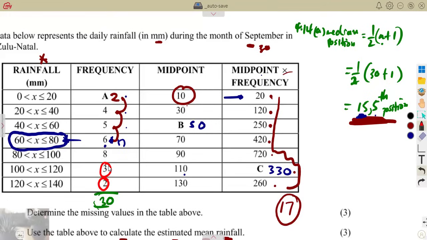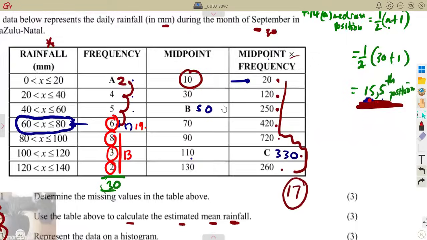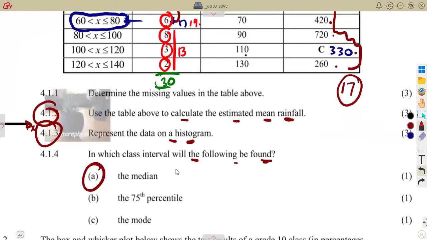5 plus 8, which is going to give us 13. Here we are at 13. By adding these numbers, we are at 13. Still less than 15. Let's add the 6. The moment we add a 6 to 13, we are obtaining 19. Guys, 15,5 is within this 19. So it is still in the same position. So we are going to obtain our median value in the 60 to 80 interval. So you write as it is there, from 60 to 80, as it is written there.